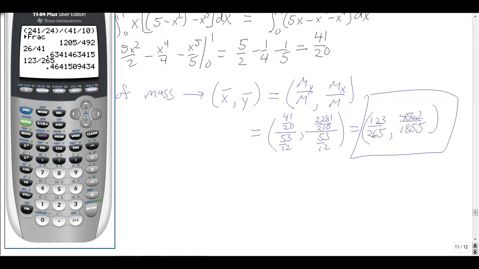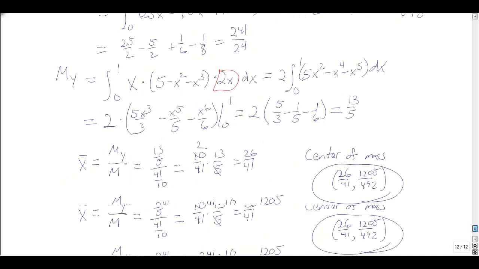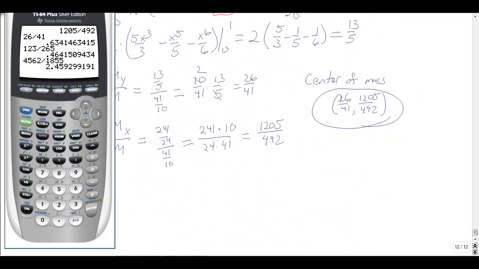The y coordinate could change. In fact, it looks like it did. 4562 divided by 1855. So this maybe feels weird that this can change because the density is only in x. But let's get the decimal first. We get about 2.46. But if you look at our drawing, different x values are going to have more to the top or bottom here, so sort of weighting different parts. So it should be able to change the y coordinate as well. So we started at about 2.46. We ended up at 1205 divided by 492, 2.44. So it moved not a whole lot, like about a 100th.